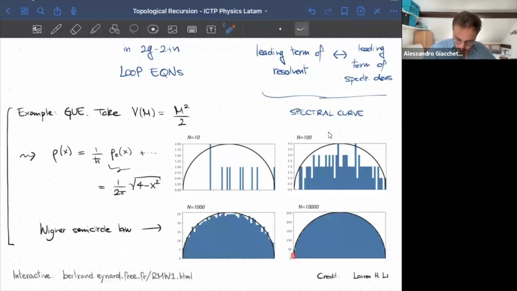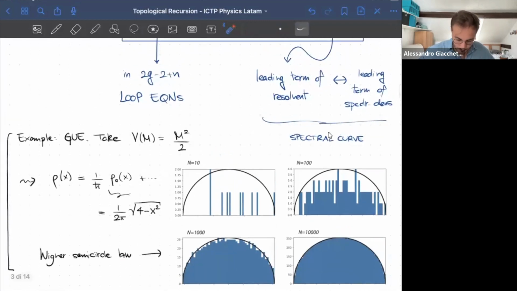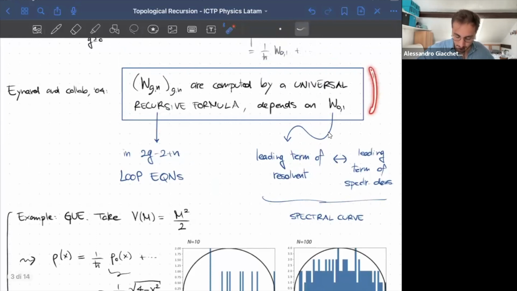And so this curve here is what is known as the spectral curve in the case of GUE. But because of what I said here, essentially this spectral curve, this omega 01, is the initial data for computing all these omega g,n. And the fact that this is related to the spectral density is the origin of the name spectral curve.